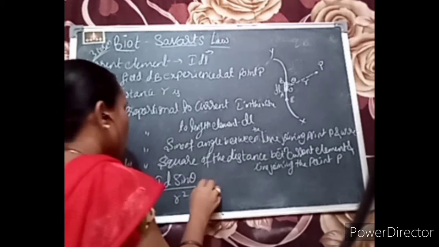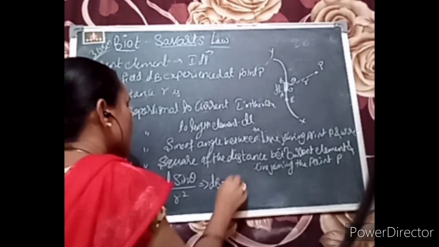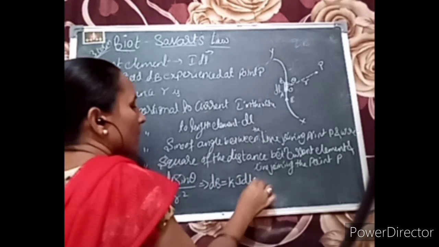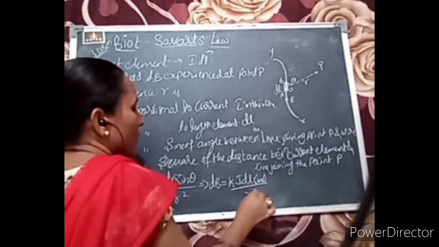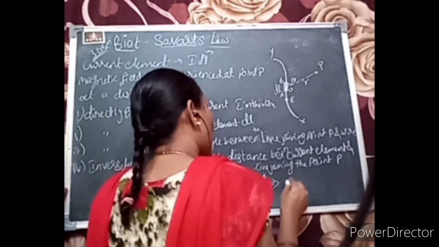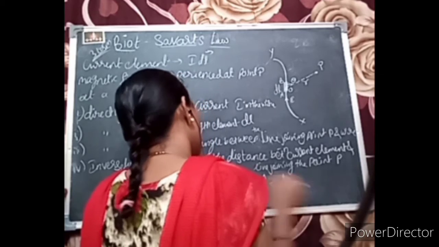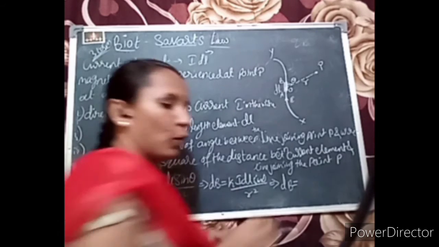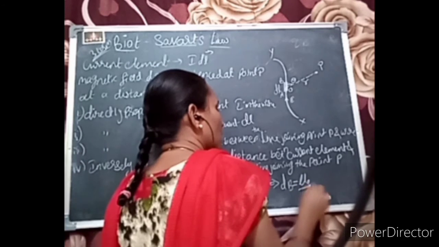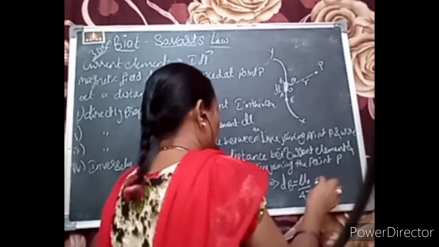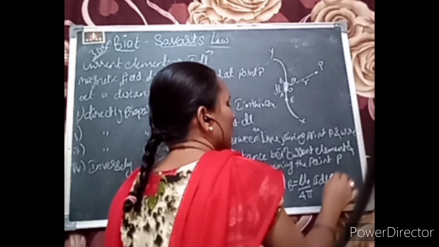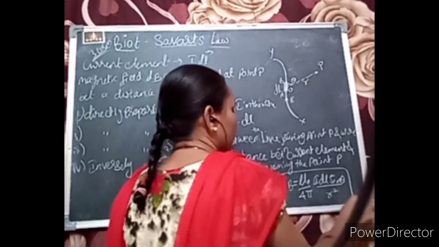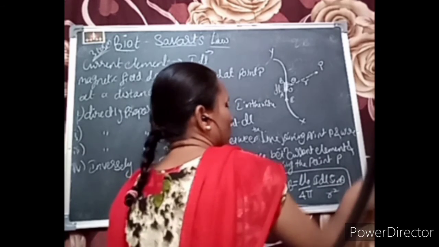Fine. So to remove this proportionality sign, I need to write the constant. So dB is equal to k times Idl sine theta by r square. To remove the proportionality sign, we introduced a constant, and for the constant we use mu naught by 4 pi. Mu naught by 4 pi is the common constant used in case of magnetic fields. dB equals mu naught by 4 pi times Idl sine theta by r square. This is a very important formula that comes as Biot-Savart's law.